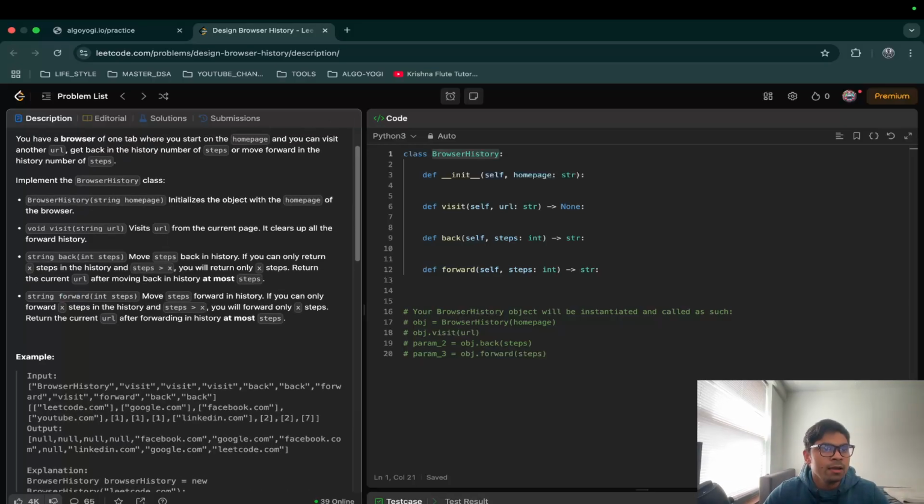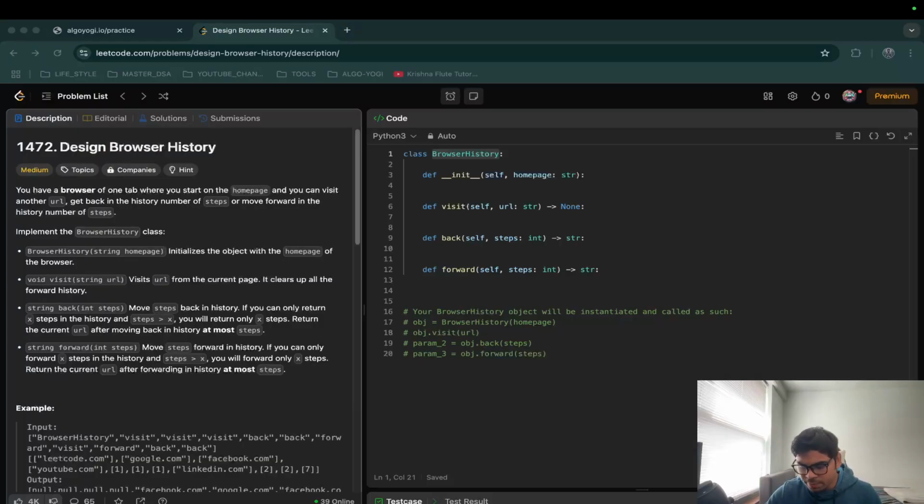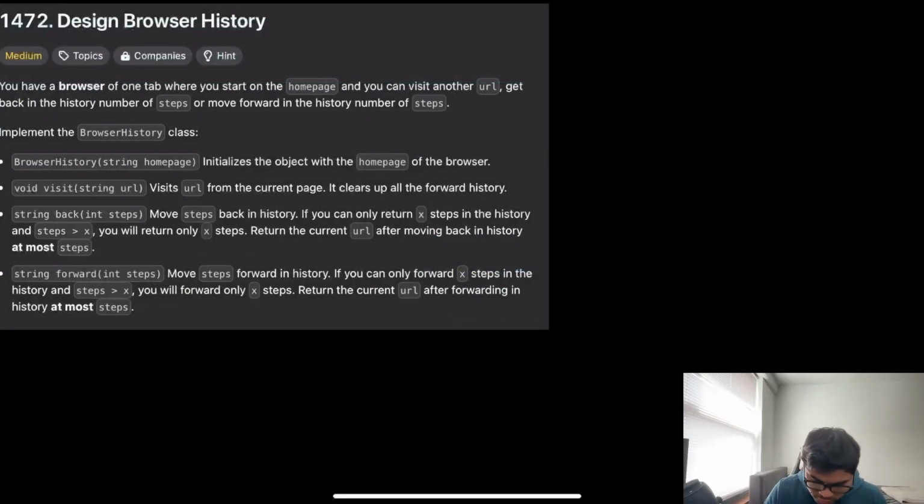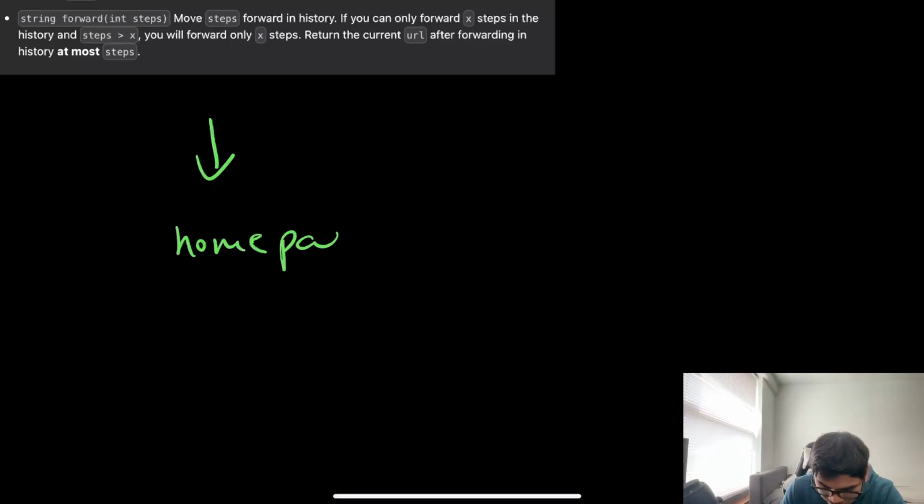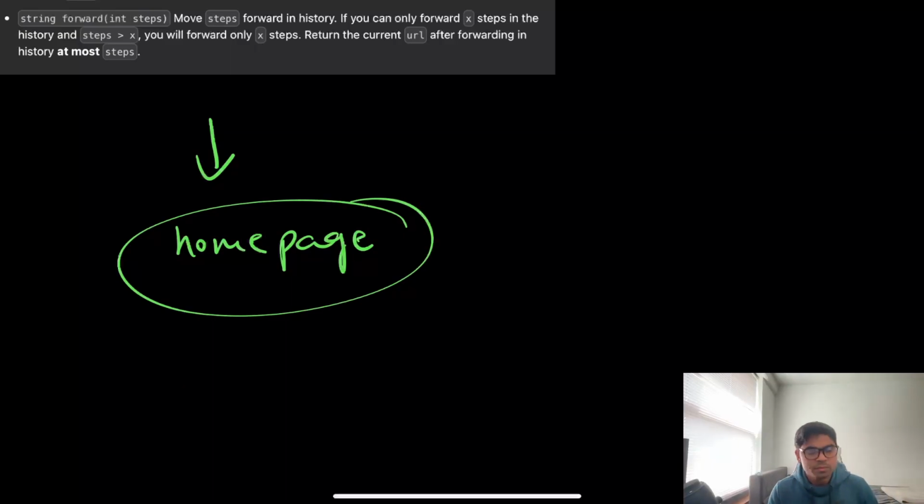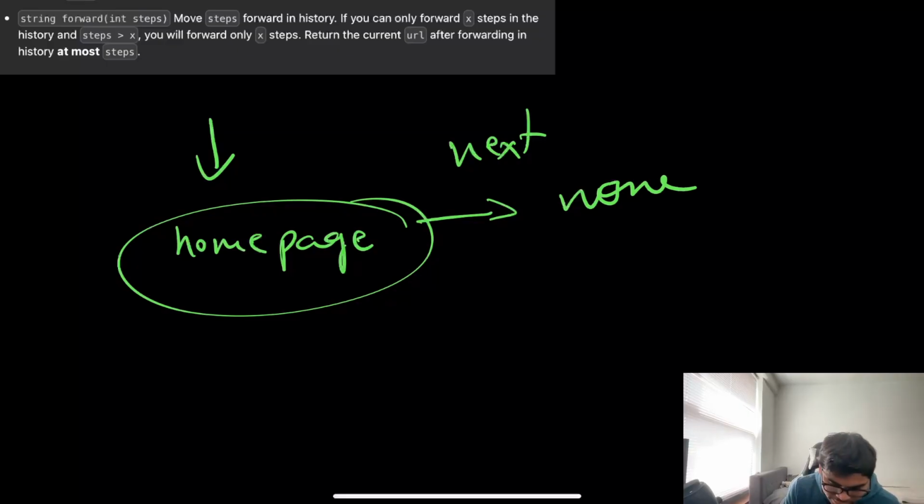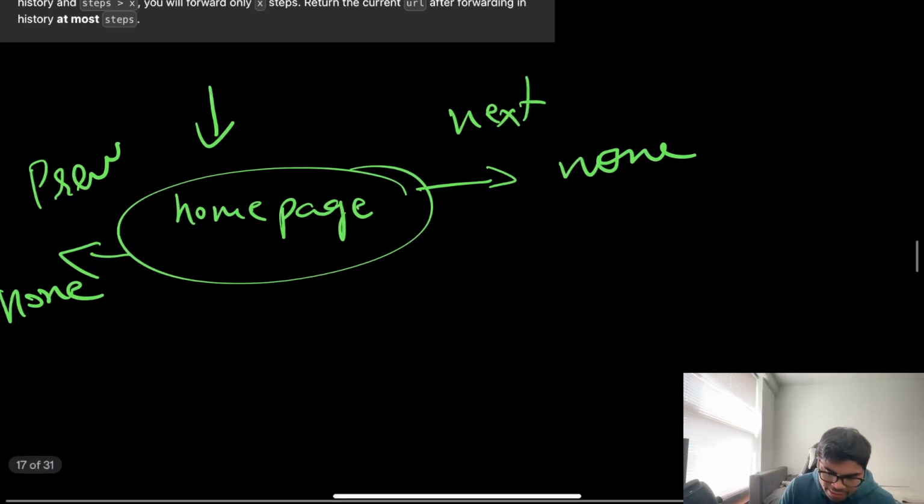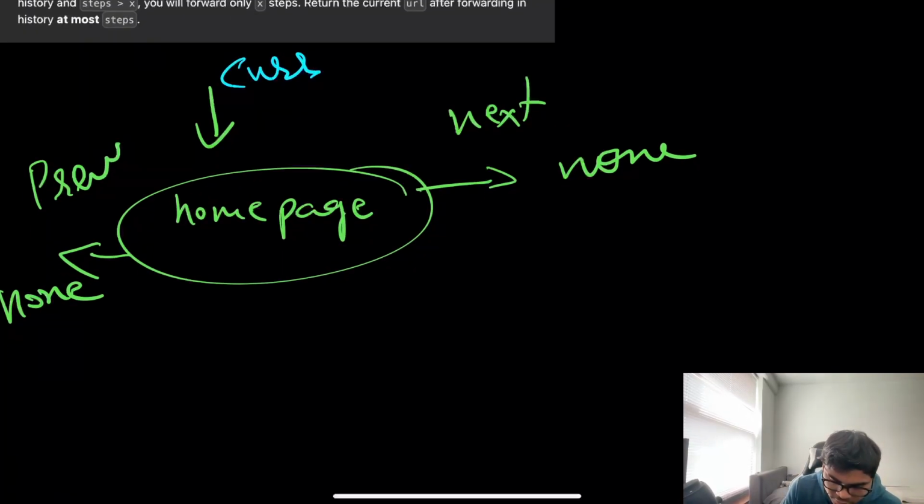All right, so I think there is not really much to explain on this, but I will still show you guys what we're actually going to do. We're going to have our home page, and we're going to call it the current pointer. So current will be pointing to the home page URL, and we're going to use a doubly linked list. So it will point its next to None, and its prev to None, and at the same time we are pointing our cur to it.